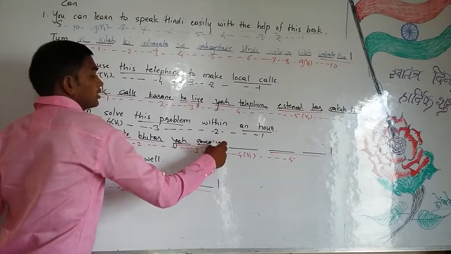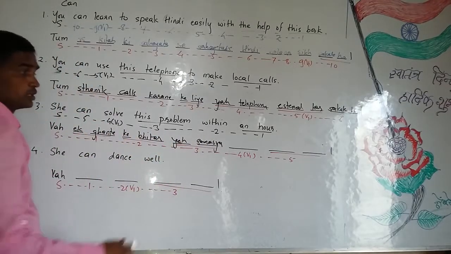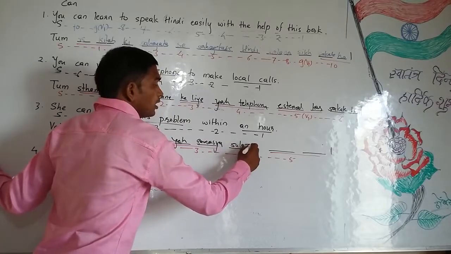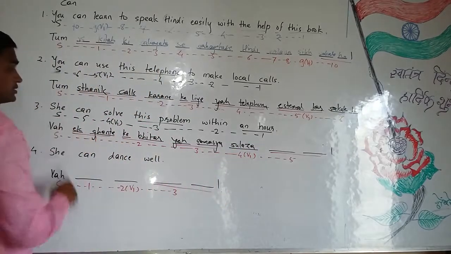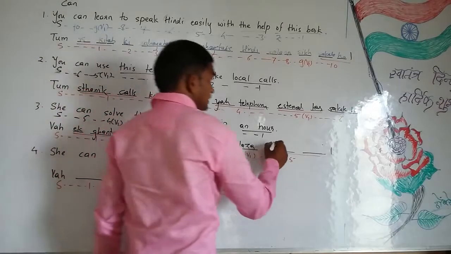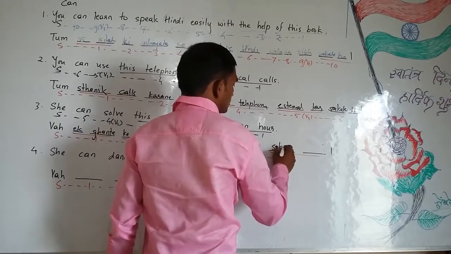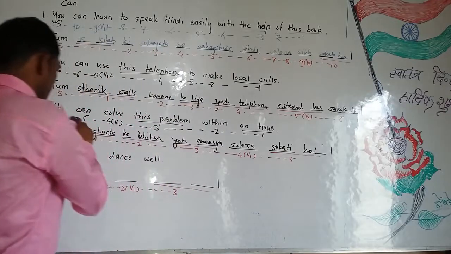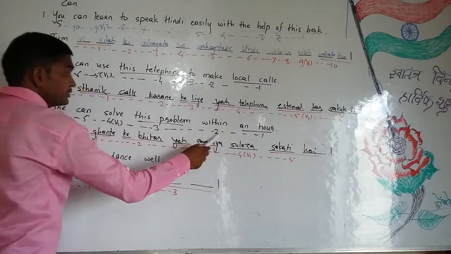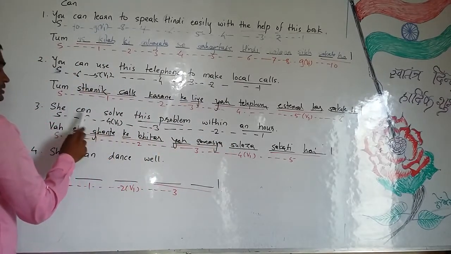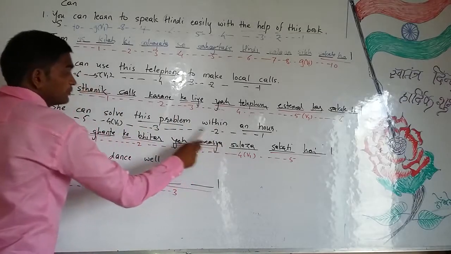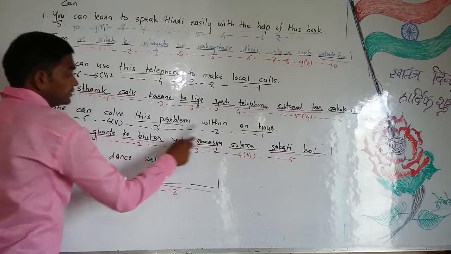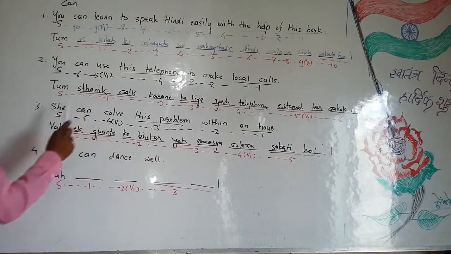Before three, above four is solve. The Hindi word for solve is सुलझा. Before four, above five is can. The Hindi word for can is सकती है. Look here. वह एक घंटे के भीतर यह समस्या सुलझा सकती है.